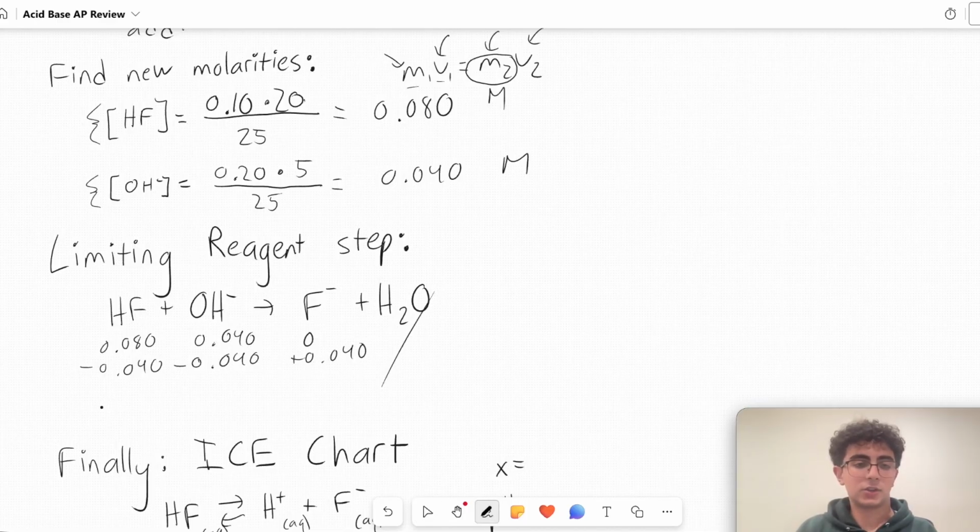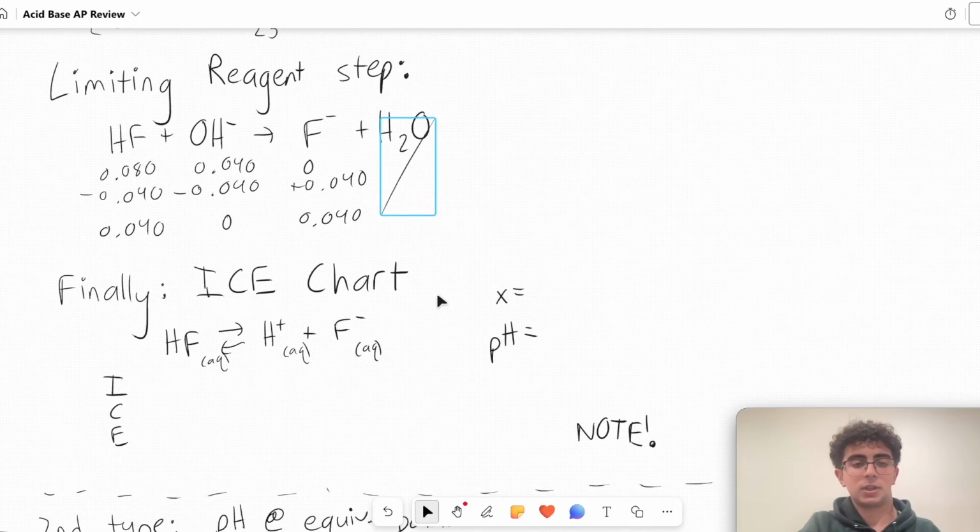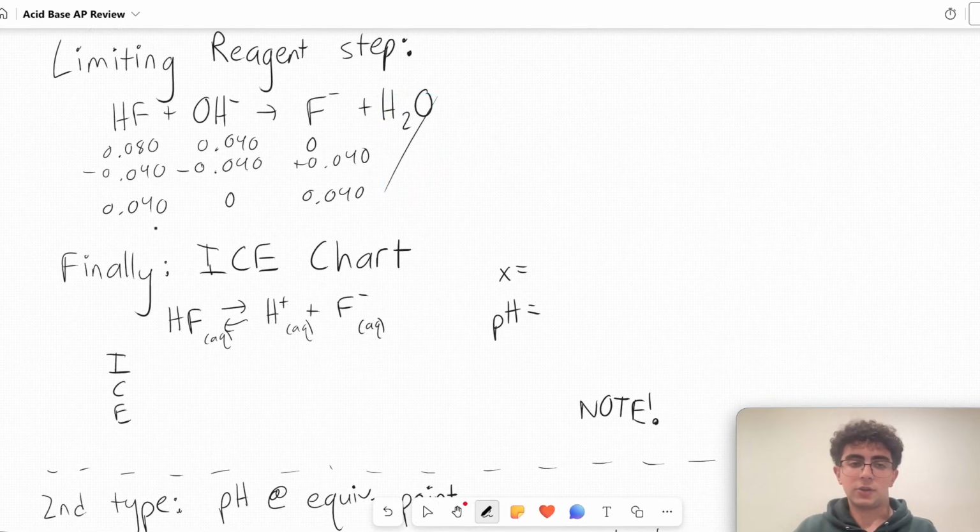So our final concentrations are going to be 0.040, this is 0, and this is 0.040. So that's your second step, your limiting reagent step. Use up the titrant that you just added. And then your last step is going to be an ice chart. So now you have new concentrations. You're going to plug that into your ice chart.